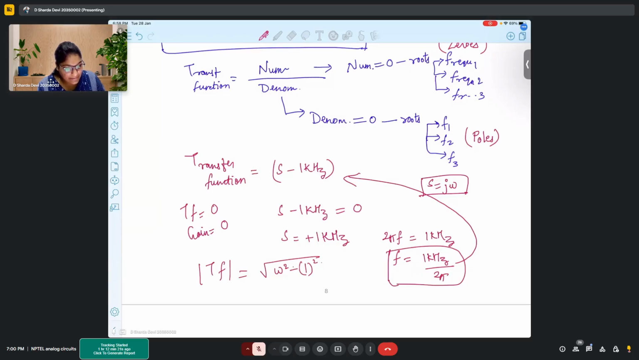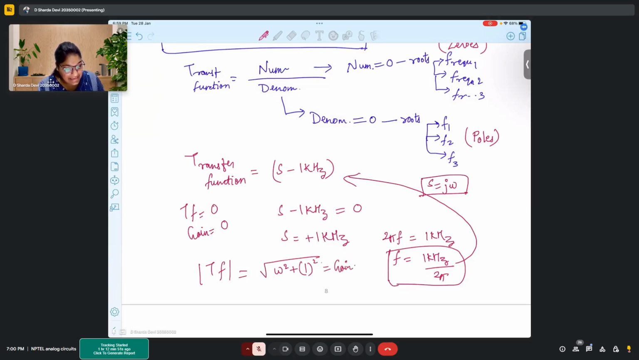A square, a minus b into a plus b, root over. So omega square plus zero square, right, ma'am? Here it is 1 kilohertz, right? So that's why I wrote it as 1 square. Yeah, so this is your gain.